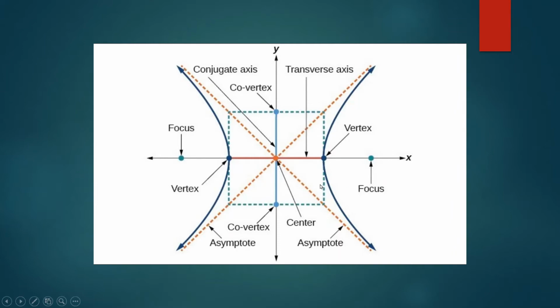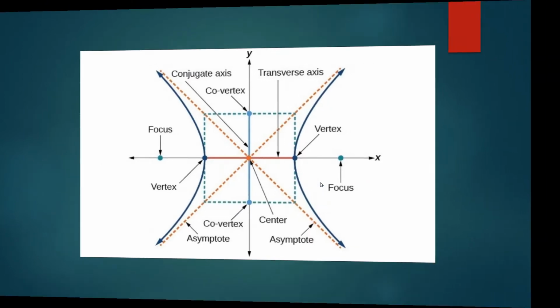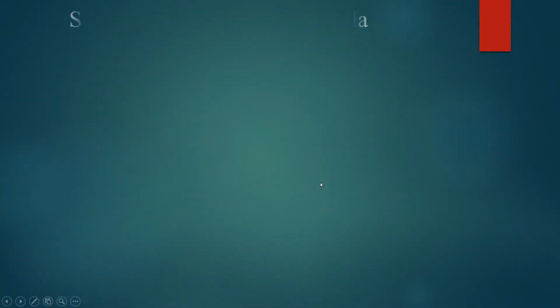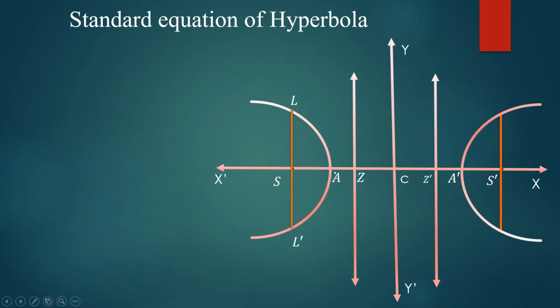Okay, let's join with me. Standard equation of hyperbola. Look at the figure. There are two focus S and S prime, two vertex A and A prime, two directrix. These two are directrix. One center. This axis is known as the transverse axis, and this axis is known as the conjugate axis.